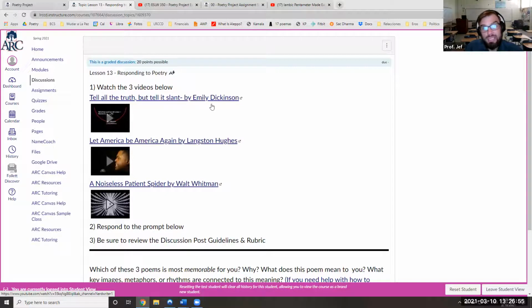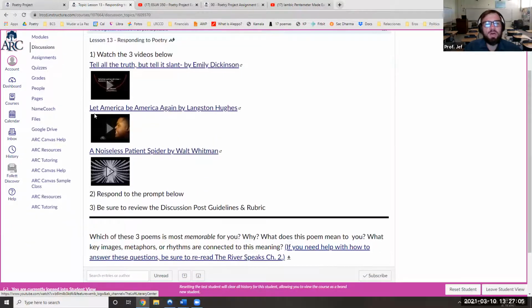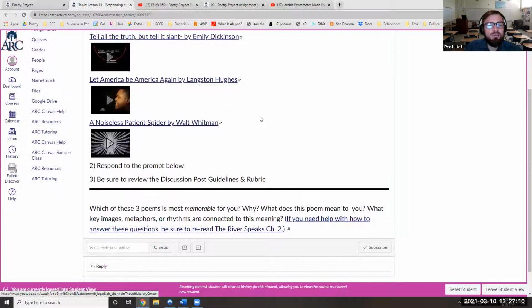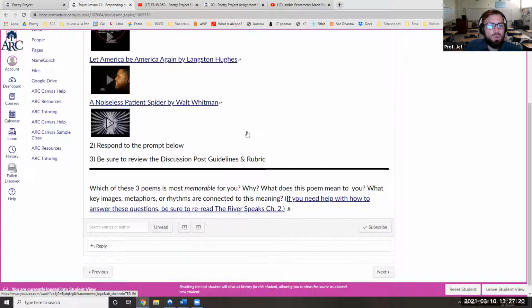There's another Emily Dickinson poem. We read Hope is the Thing with Feathers that Perches in the Soul and sings the tune without the words and never stops at all. Same poet, but a different poem. Then there's a poem called Let America Be America Again by Langston Hughes, a very famous and important Black poet from New York City in the 1920s and 30s. And then there's a poem called A Noiseless Patient Spider by Walt Whitman.